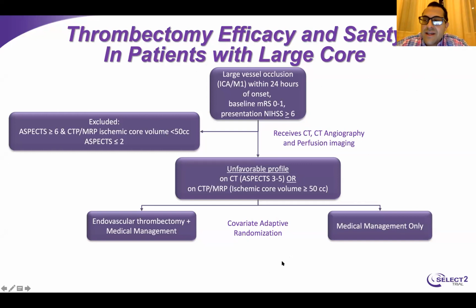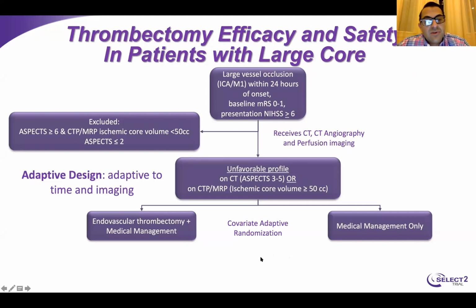Someone was asking, is there a subgroup analysis depending on the time to endovascular? Yes, we do plan that, and that's one of the reasons why it's an adaptive design to time and imaging. We will look at the benefit of treating, for example, patients within 6 hours, the original SWIFT PRIME criteria. If these patients who come in with a large core, but by our definition an unfavorable profile, do better with mechanical thrombectomy versus medical management, or if we only see it in the late window patients, which, to be honest, would make more sense since those patients typically have better collaterals.